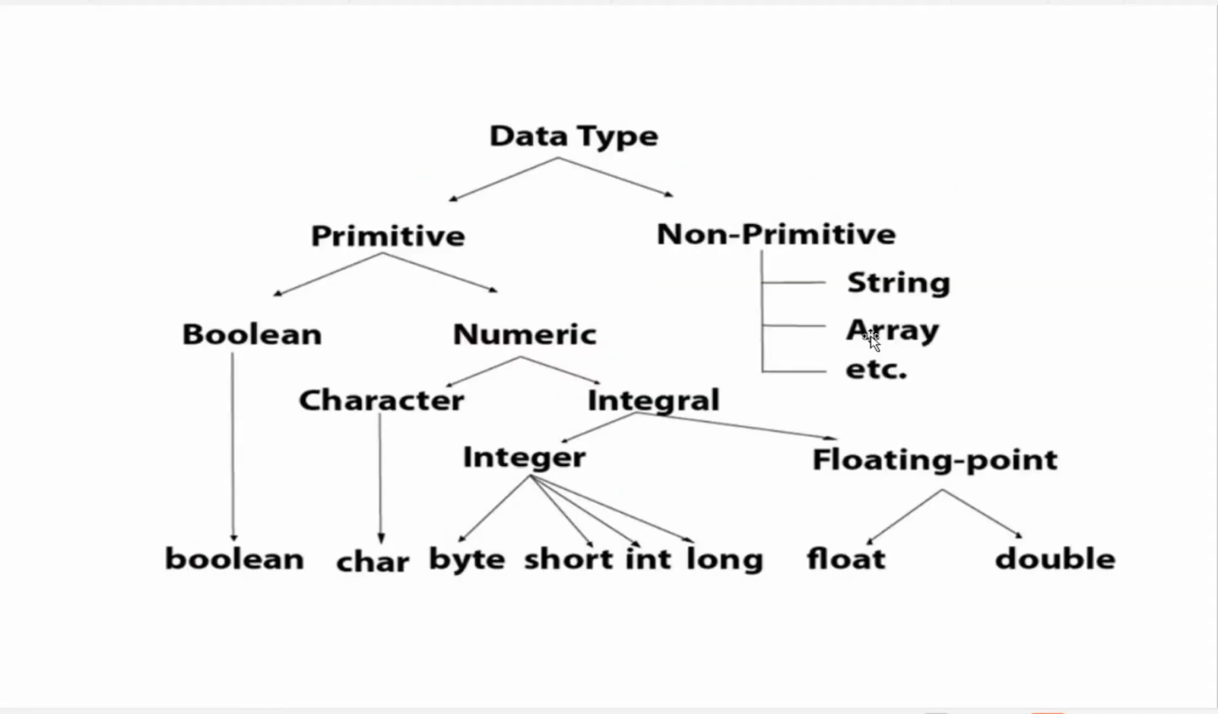So this is the graph representation of the data types in Java. So you have primitive and non-primitive. Under non-primitive, you have string, array, and etc. Under primitive, you have boolean, numeric, and then under numeric, you have character, which is abbreviated to char. You have integrals for numbers, integers, and floating points. And then under integer, you can use this, and under floating point, you can use this too. Right, so let's go.